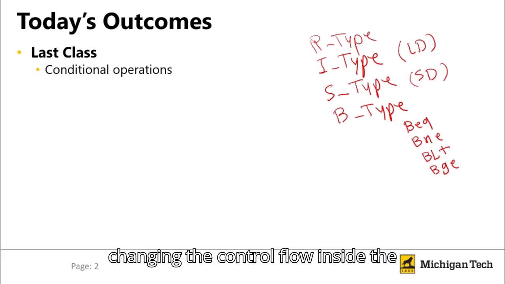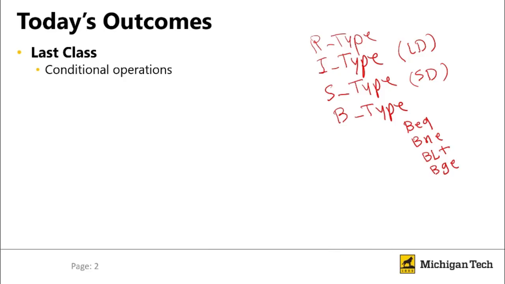These instructions are for changing the control flow inside the assembly code program. So yeah, we learned these instructions.